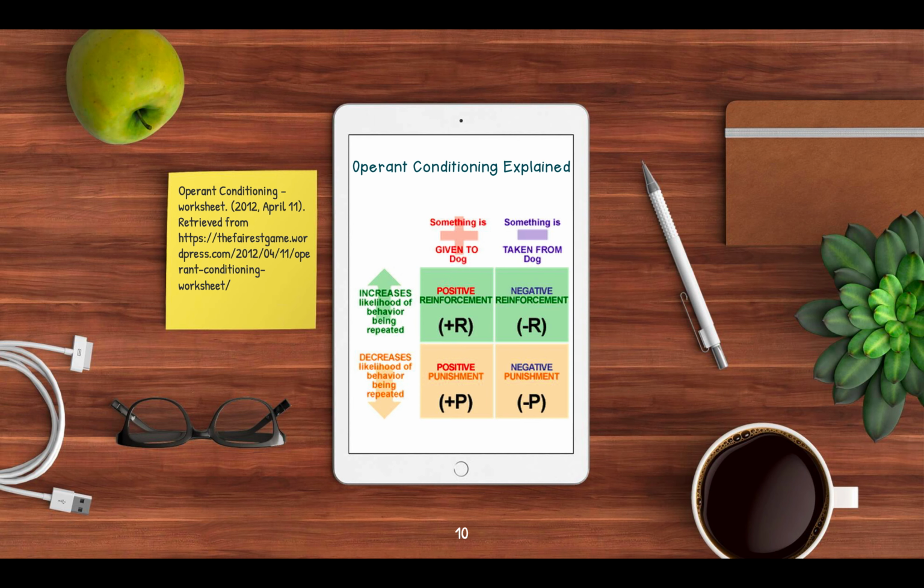We've got positive reinforcement, which is giving something to a student to increase that behavior. There's negative reinforcement, meaning taking something away from a student to increase the likelihood of a behavior. There's positive punishment, giving a student a consequence to decrease the behavior, or negative punishment, taking something away to decrease the likelihood of that behavior happening again.